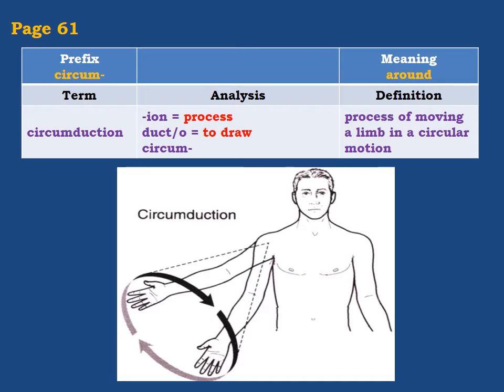You see, limb means what? Either one of the arms or one of the legs. These are called the limbs. To move the limb in a circular motion. Look at the picture given. This person is moving his arm in circles, in a circular motion. So we call this circumduction. Okay.